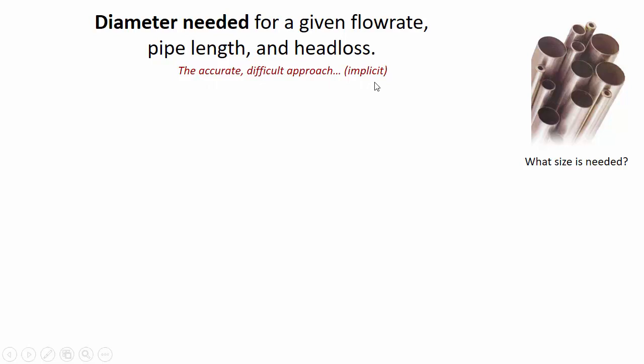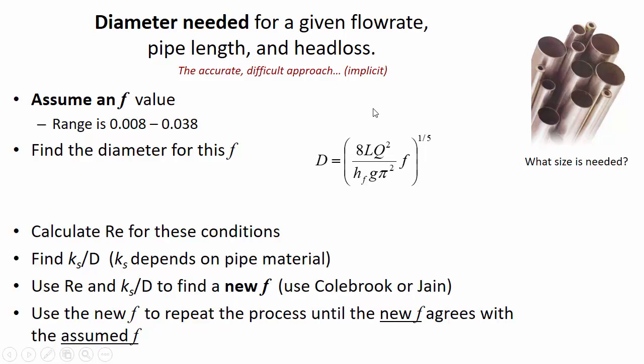The most accurate implicit approach to solving this is your first taste of how things go in hydraulics, where if you have two unknowns in an equation, you just start off by guessing one of them. You guess a reasonable value for one of them and see what follows if you make that reasonable guess. So you start by assuming an F value. The lower range of F is 0.008. The upper end, the highest F value you typically see, is 0.038. So you just pick something in the middle maybe, and then you find out what diameter would be required if that was the F value.